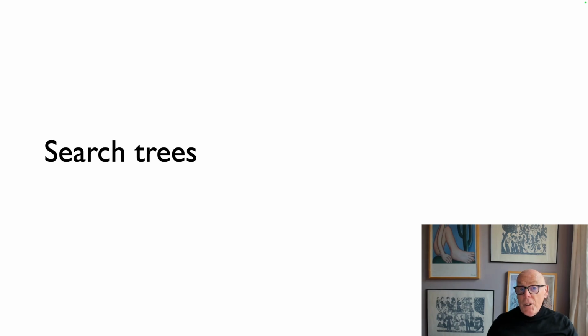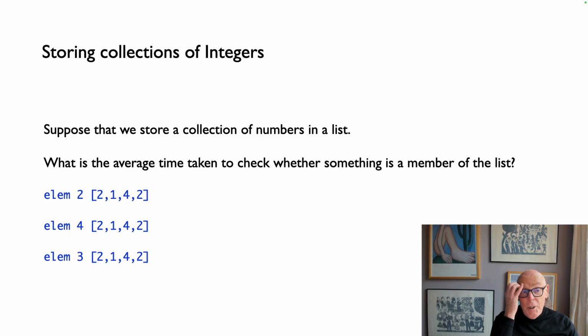In this segment, we look at search trees, which are a particular kind of binary tree designed to give us efficient information storage and retrieval. So suppose we're storing collections of integers. The obvious first choice would be to put the numbers in a list. Now, what would you say is the average time taken to check whether something is a member of the list?